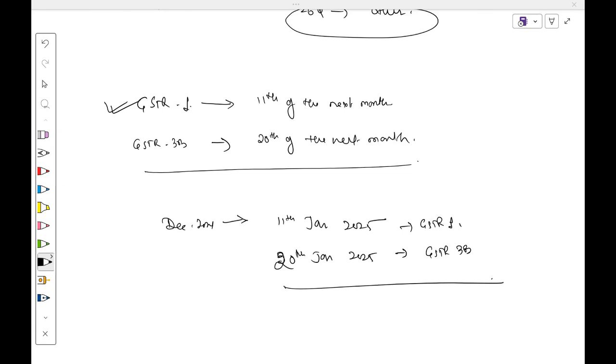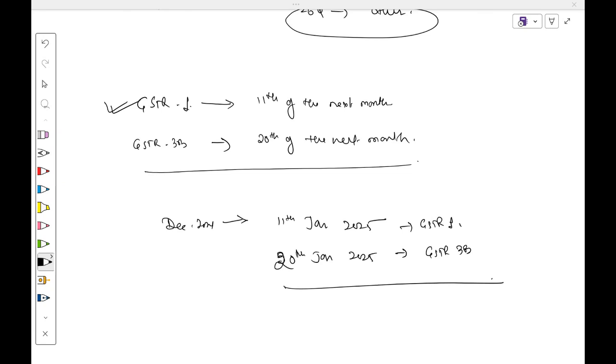Pawan has mentioned the 10th of the succeeding month. Yes, you are correct. But nowadays, one extra day is given through a notification. That means we can file our GST return by the 11th of the next month. Ideally, in the GST law, the 10th day is mentioned, but one extra day is provided through a notification. So right now the due date is the 11th of the next month.